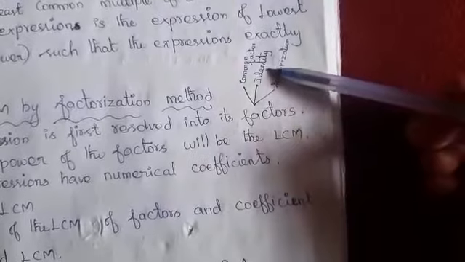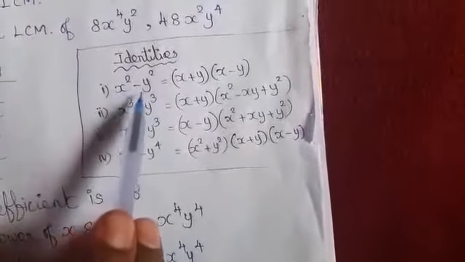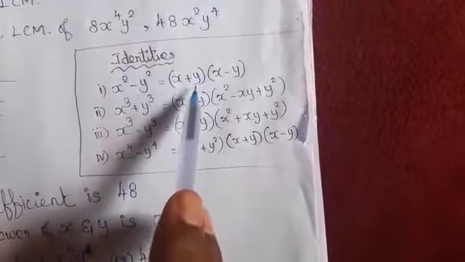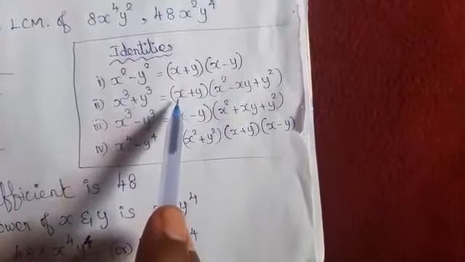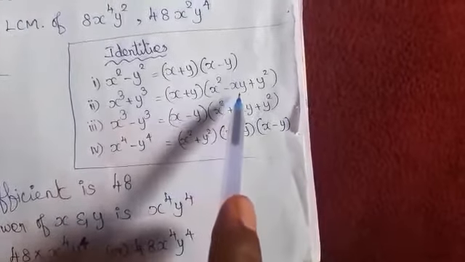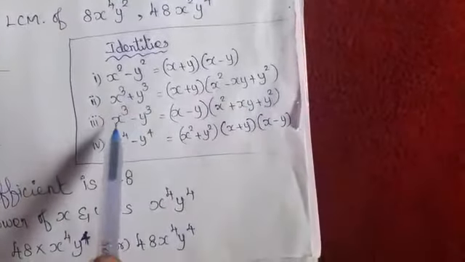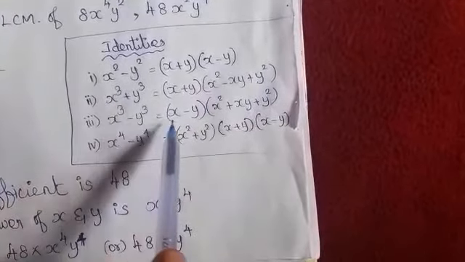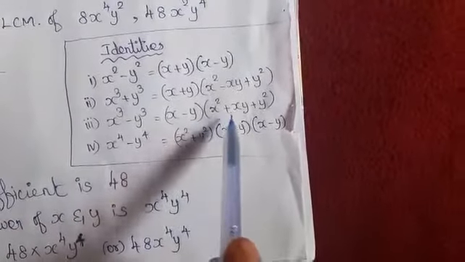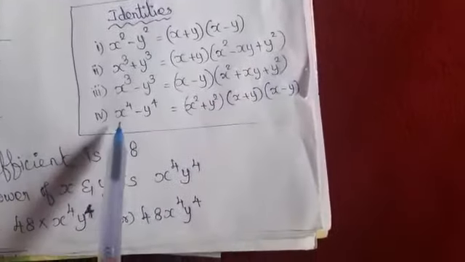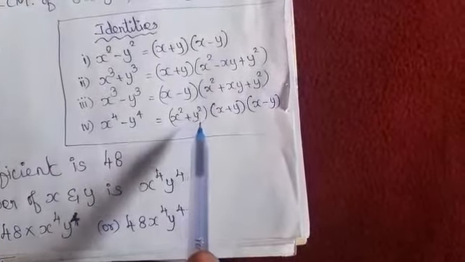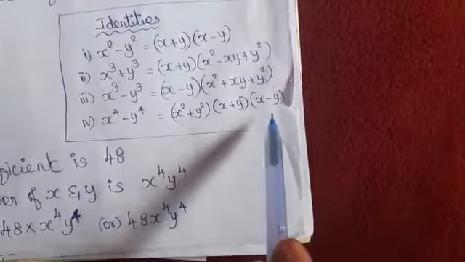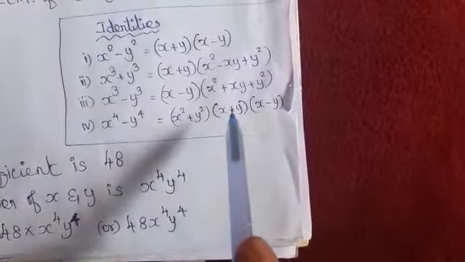The second one, identity, has 4 different formulas. First formula, already you know: x square minus y square is equal to x plus y into x minus y. Second one, x cube plus y cube is equal to x plus y into x square minus xy plus y square. Third one, x cube minus y cube is equal to x minus y into x square plus xy plus y square. Fourth one, x power 4 minus y power 4 is equal to x square plus y square into x plus y into x minus y. These are the 4 identity formulas.